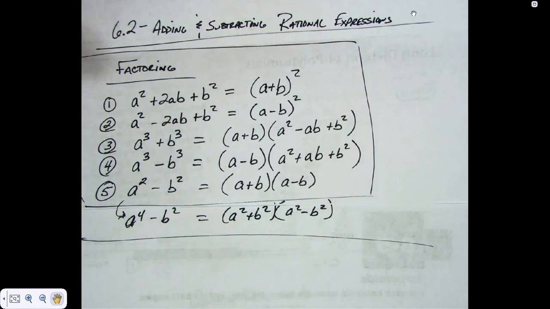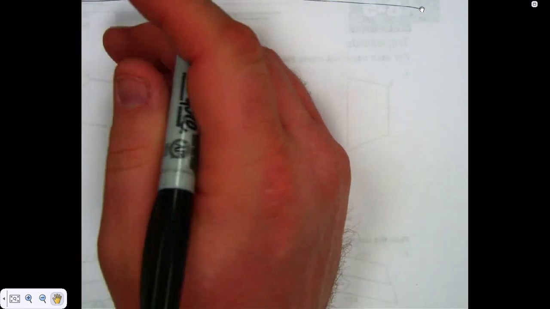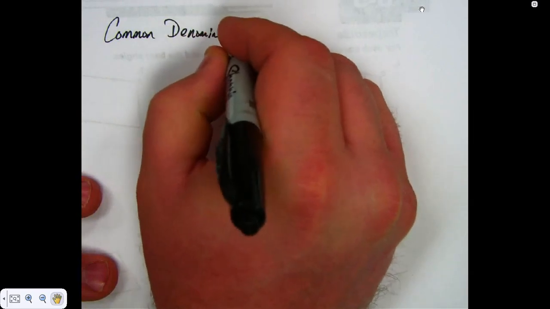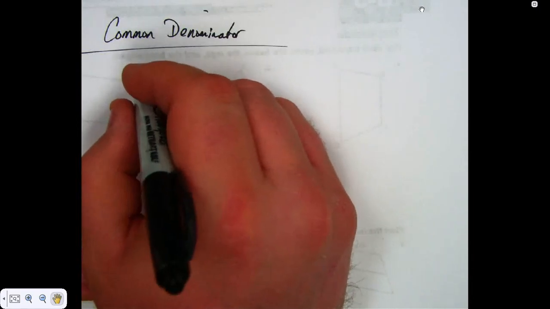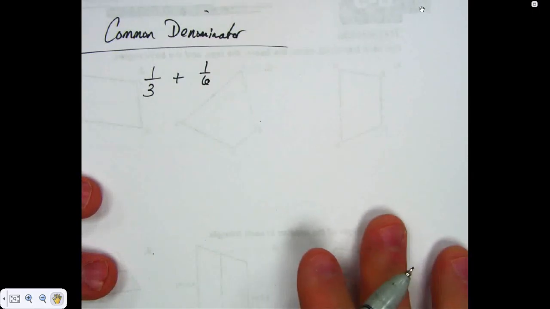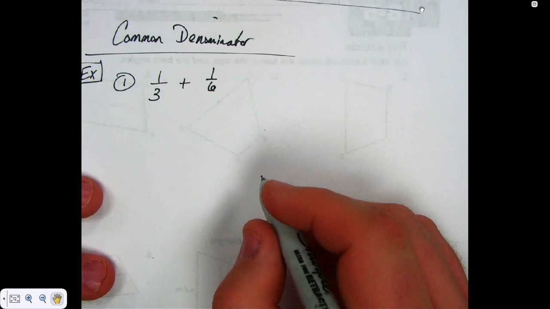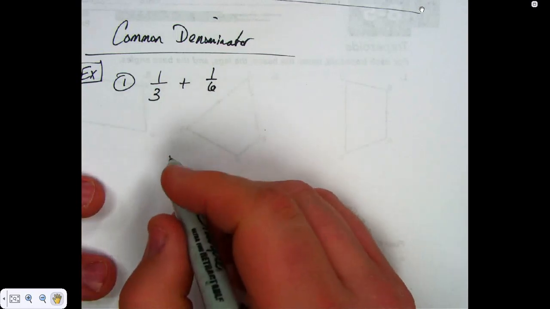Okay, on to stuff from today's section. What we are going to do is we're adding and subtracting rational expressions. It's important to know that when you are adding and subtracting fractions, the main thing you need to find is a common denominator. Okay? Got to have that. If I was to add 1/3 plus 1/6, I could not add these two right now. Reason being, my denominators are not exactly the same.